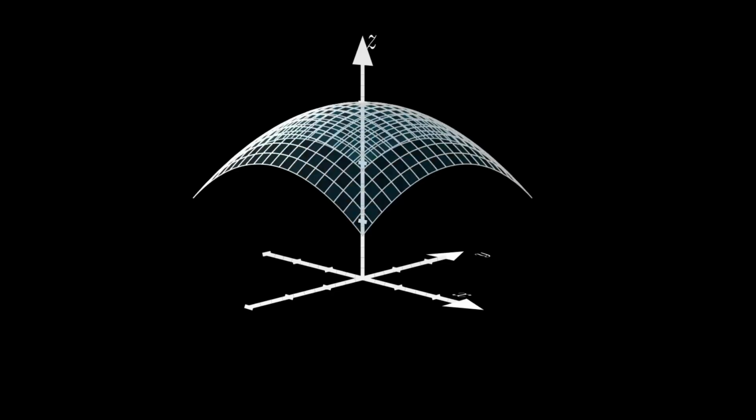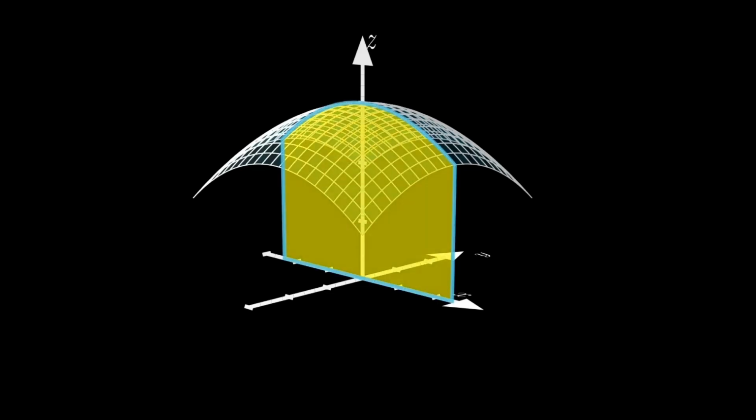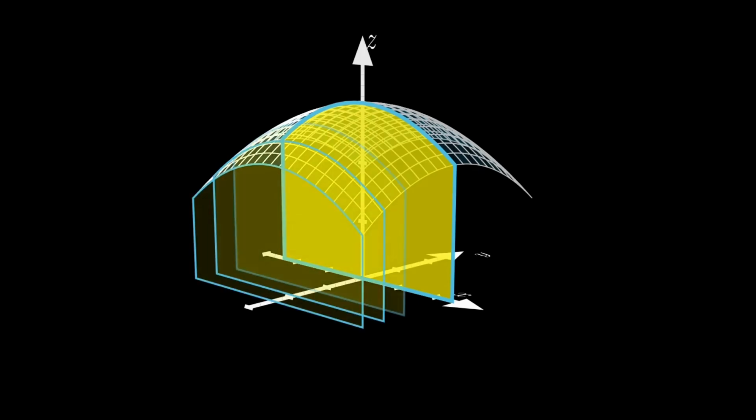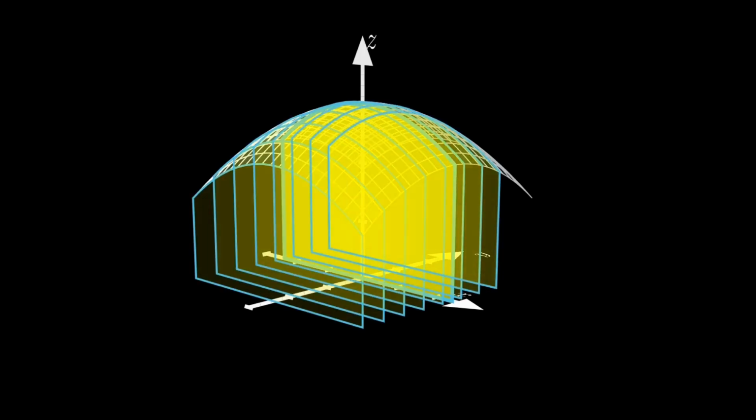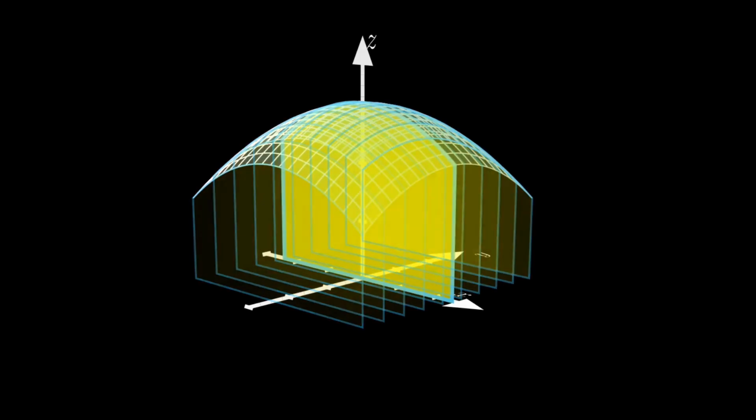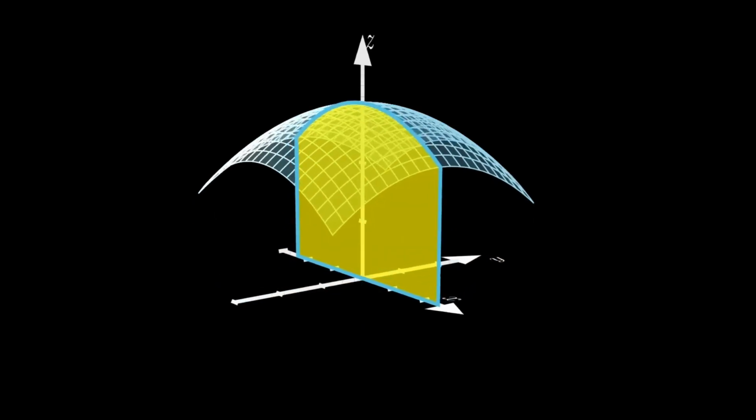Imagine trying to find out the volume underneath a function. One thing you might do is find out the volume of one of these slices, and then just find out the volumes for the slices after it. And so what you get is the volume underneath the function after you summed up all of these volumes.